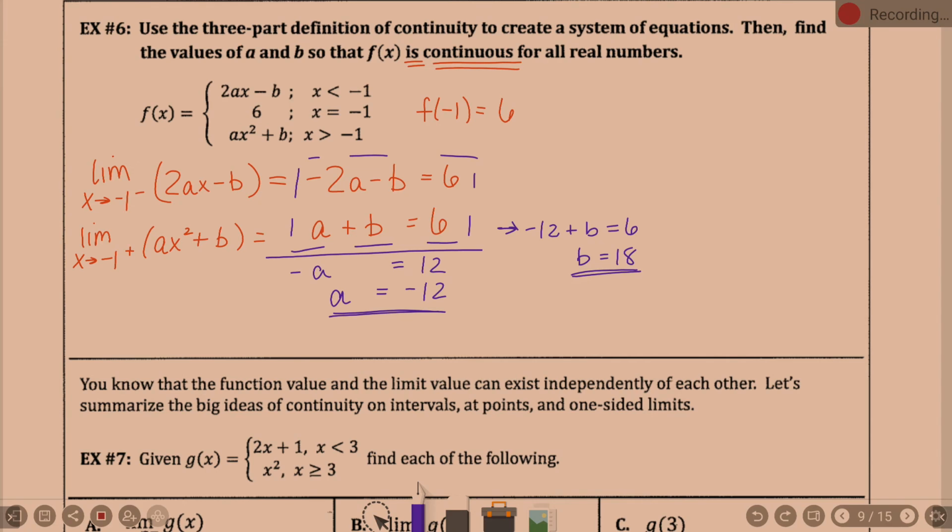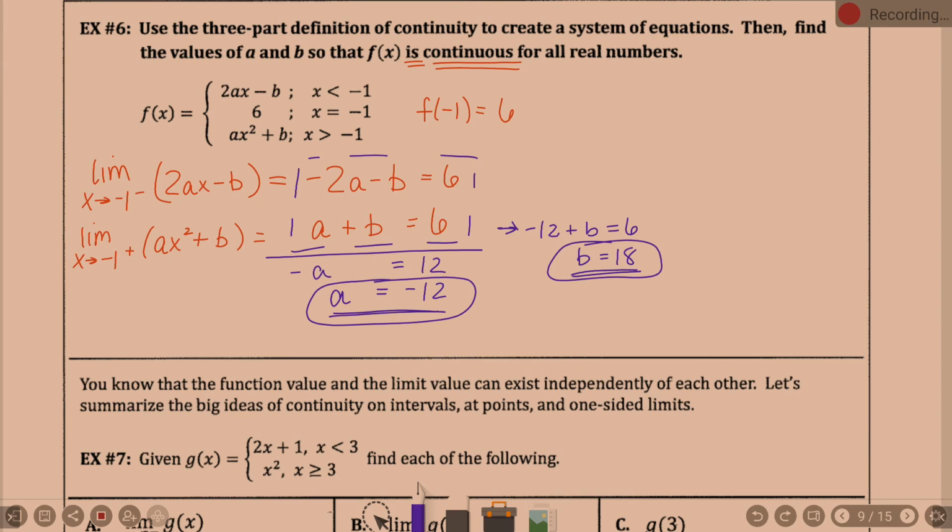We have to do this without the calculator. Find the values of a and b so that f of x is continuous for all real numbers. Right there, folks: a is negative 12, b is 18. We could go through, if I wanted to take more time, and write out the limit from the left, limit from the right, all that. Okay, moving on.